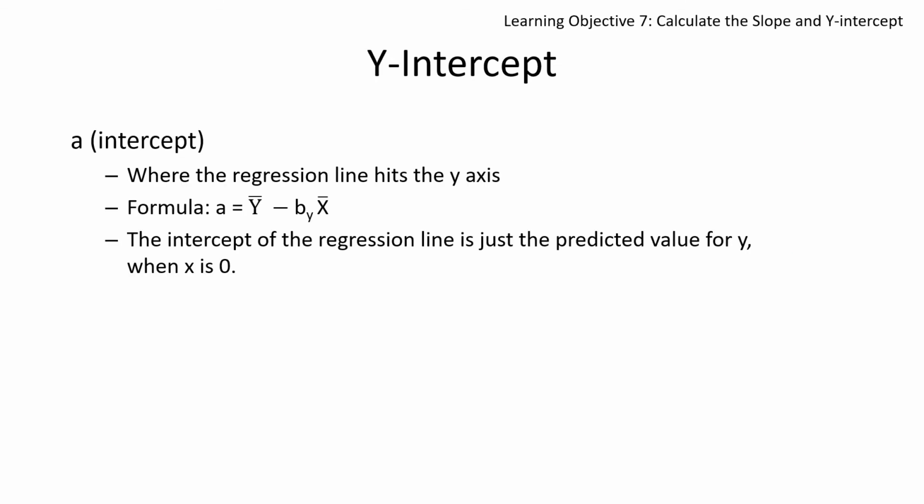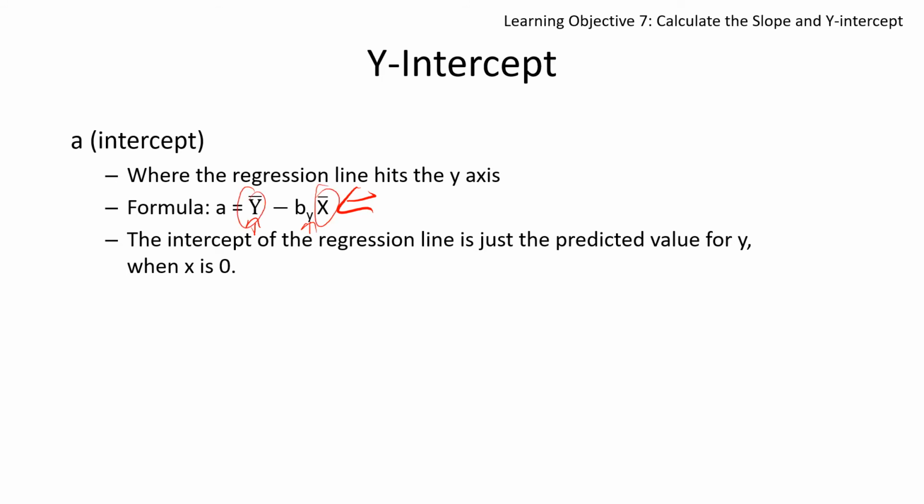Then the other half of calculating the slope and the y-intercept is to calculate the y-intercept. Why do we calculate the intercept last? Because you'll see right in the formula, the slope is in our formula. So you have to calculate the slope first. And then it's easy. You just do the mean of y minus the slope times the mean of x. So you need the mean of y and the mean of x.